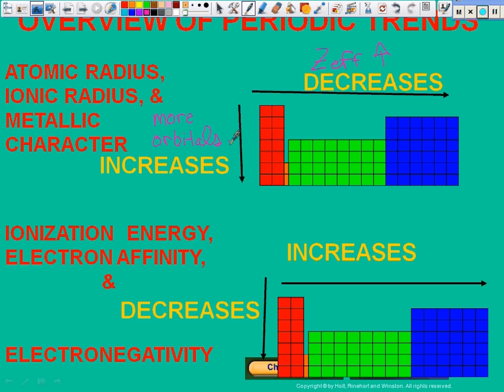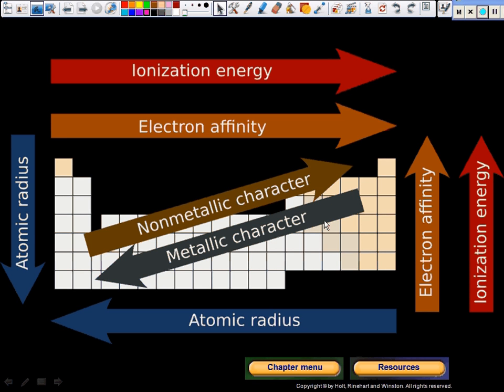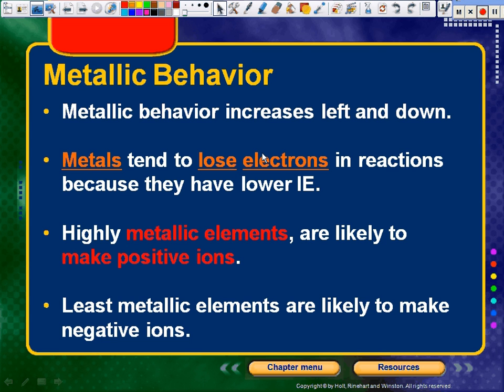All right, the last thing, metallic behavior. Metallic behavior increases left and down. Metals tend to lose their electrons. Why? They have lower ionization energies, and they want to become stable by losing their electrons, okay? Highly metallic elements are likely to make positive ions, and then that's the metallic thing.